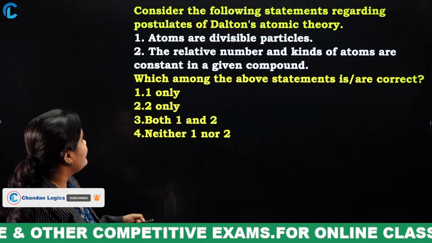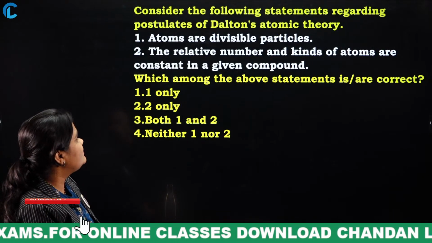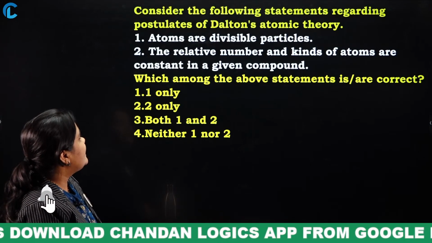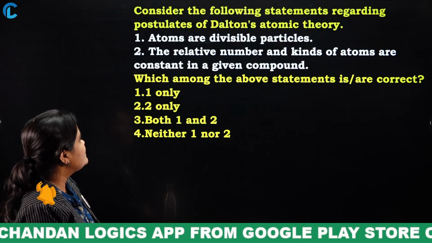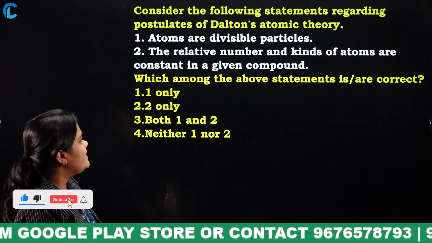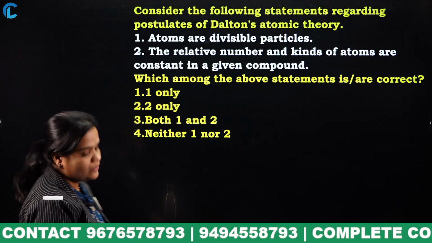Next, consider the following statements regarding postulates of Dalton's atomic theory. 1. Atoms are divisible particles. 2. The relative number and kinds of atoms are constant in a given compound. Which among the following statements are correct? 1 only, 2 only, both 1 and 2, neither 1 nor 2.